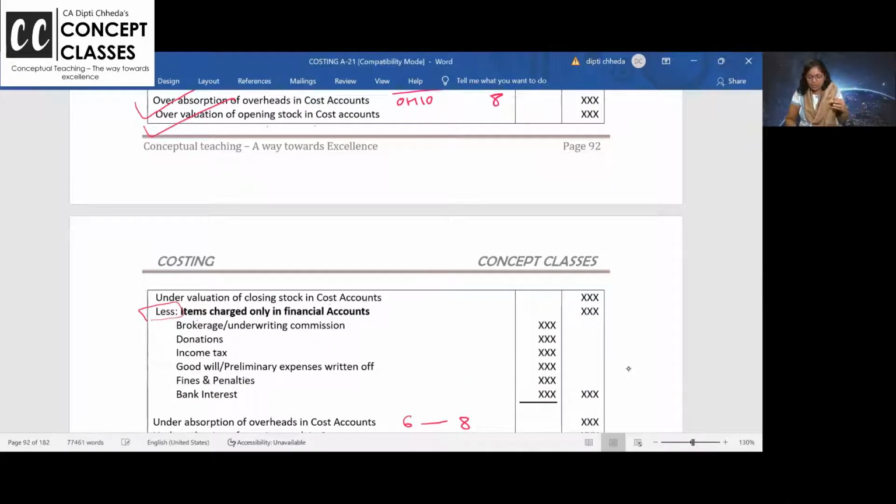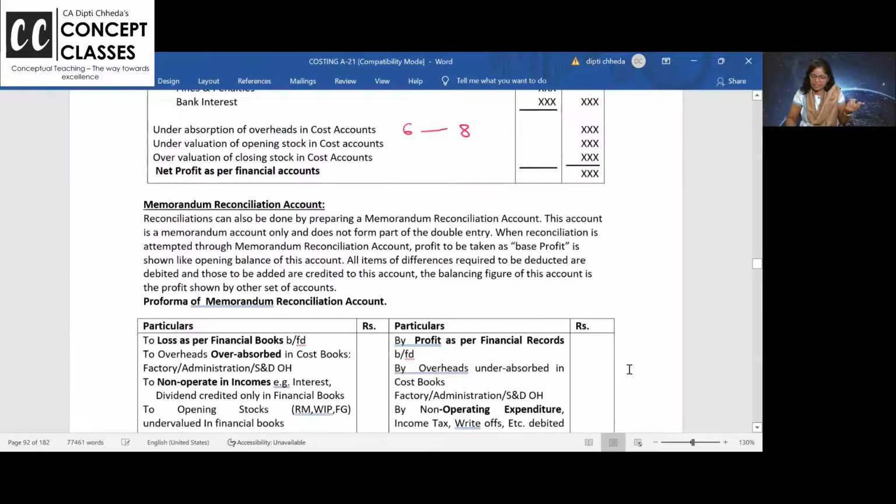Undervaluation of closing stock also add. Listen to the reason. In costing books, closing stock is 7, whereas in financial books, it is 9. How much closing stock have you credited less? 2 rupees. If you increase closing stock, what will be the impact on profit? Increase. So add. Same way.